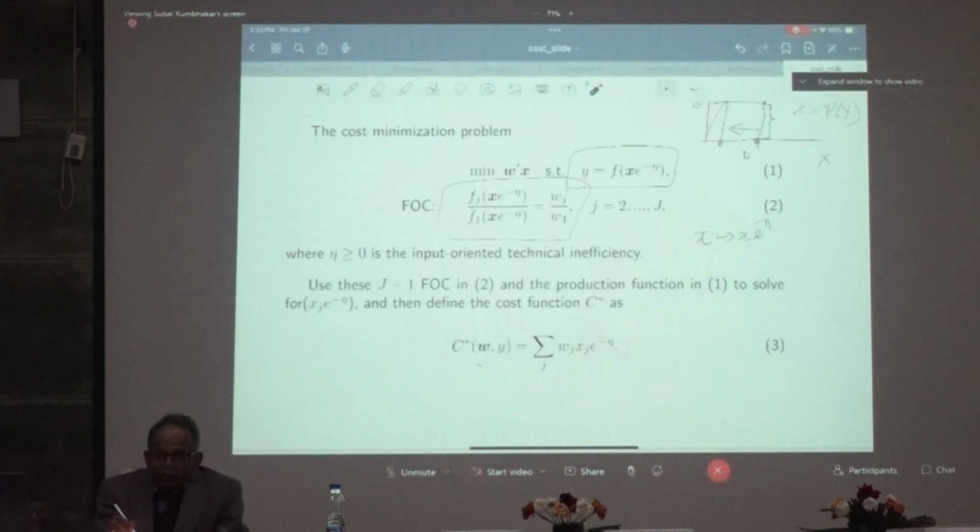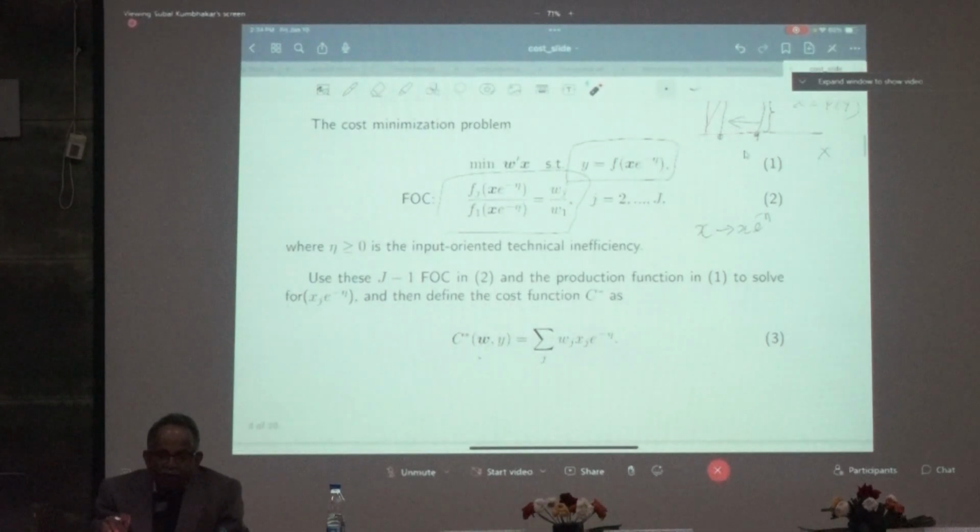So this is again w times x times e to the power minus eta, because this is the cost of inputs adjusted for inefficiency. So you are not talking about 10 people, but you are talking about 8 people. So this is again a construct. This is not actual cost. Actual cost is going to be wj times xj, and this is the minimum cost. The minimum cost is obtained by multiplying these efficiency adjusted inputs by their respective prices. So this is not what you see in the data.